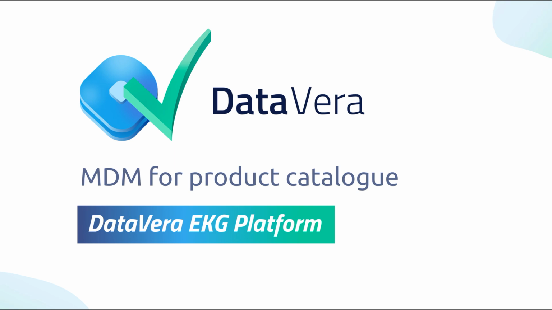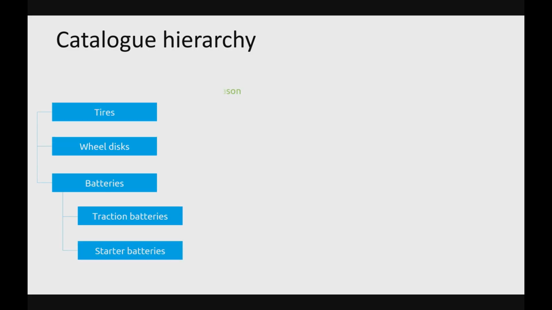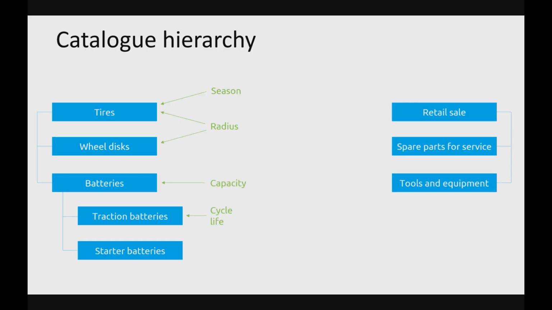In this video, we'll discuss the DataVera platform's features designed specifically for building product and service catalogs. Product hierarchies and properties. First and foremost, a product catalog is a hierarchy. Our platform allows for the most flexible construction of a class tree and management of the attribute model. New classes and attributes can be added during system operation, and class nesting can be modified.